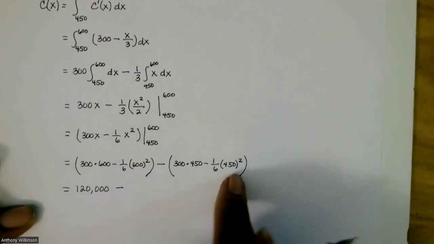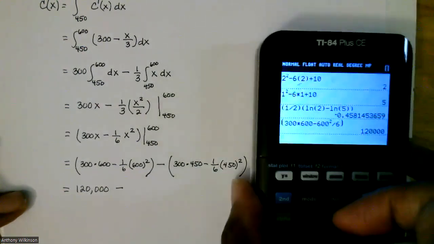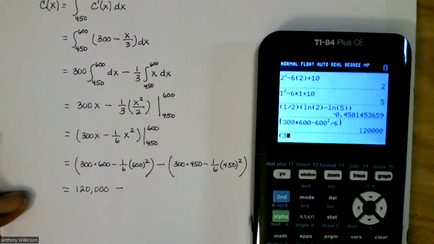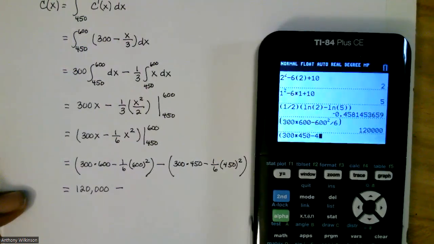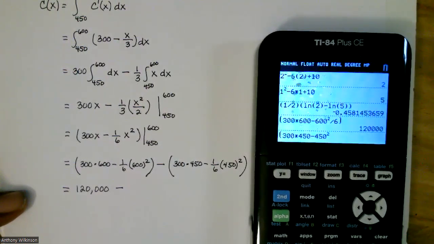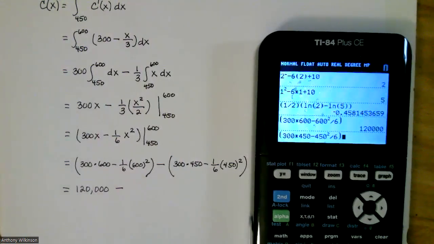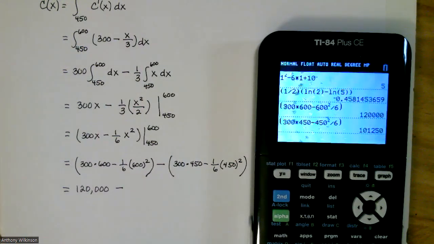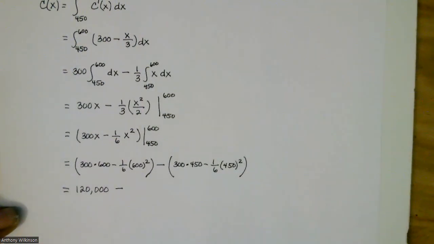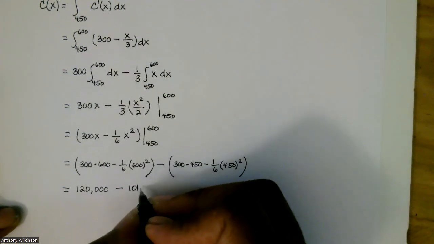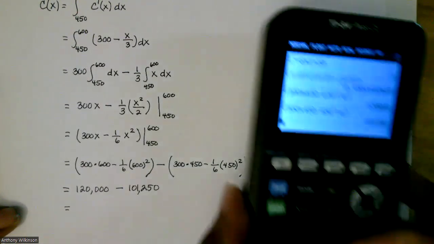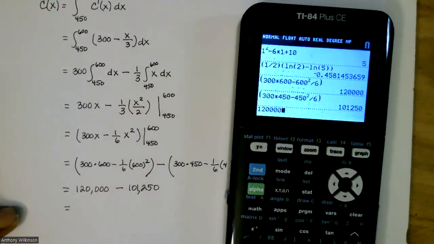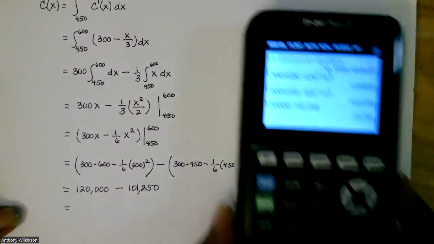Then I have to subtract whatever this is. So in this case here, I'm going to put this in parentheses, 300 times 450 minus 450 squared, divided by 6. That'll be 101,250. So I got 120,000 minus 101,250. So if I subtract 120,000 minus 101,250, I would end up with $18,750.